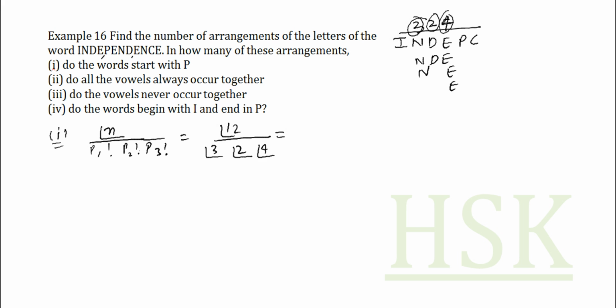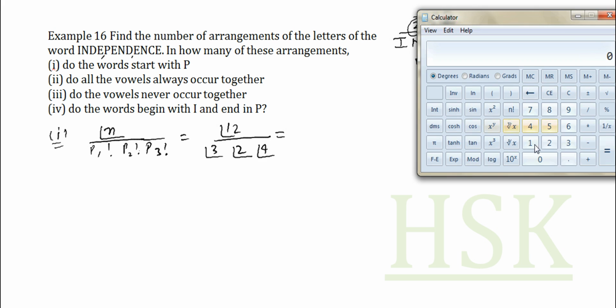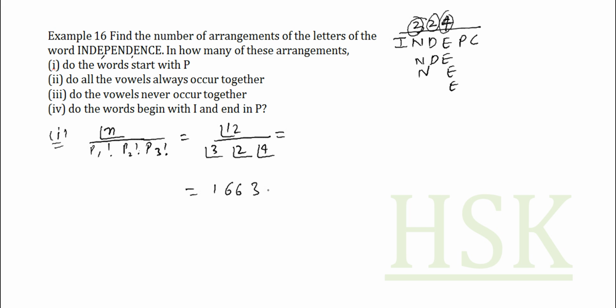So this will be equal to 12 factorial divided by 3 factorial divided by 2 factorial divided by 4 factorial. So this will be equal to 1,663,200. Okay, in the second part, actually this was the first part, now the second part is beginning.